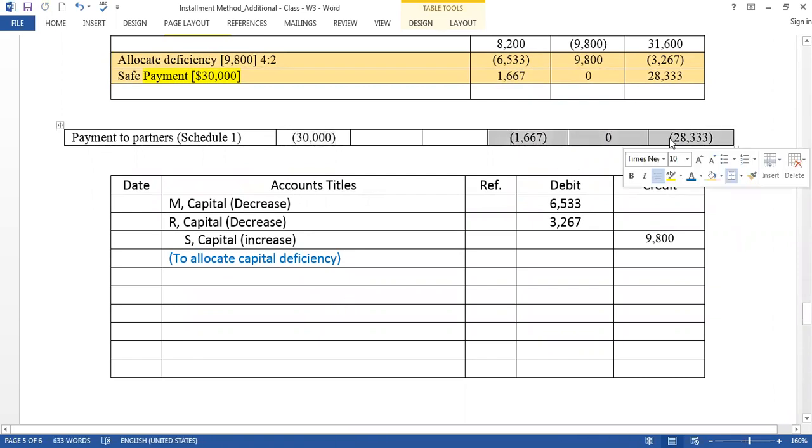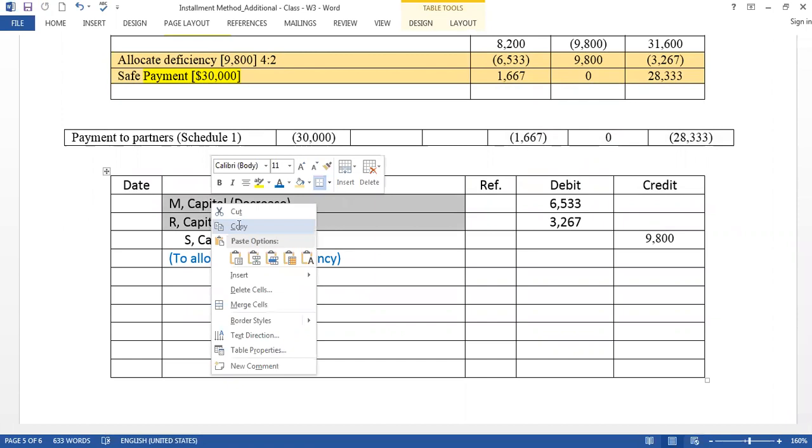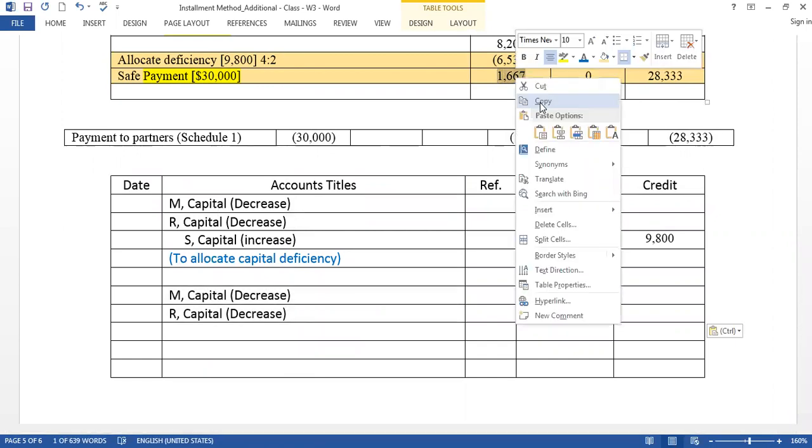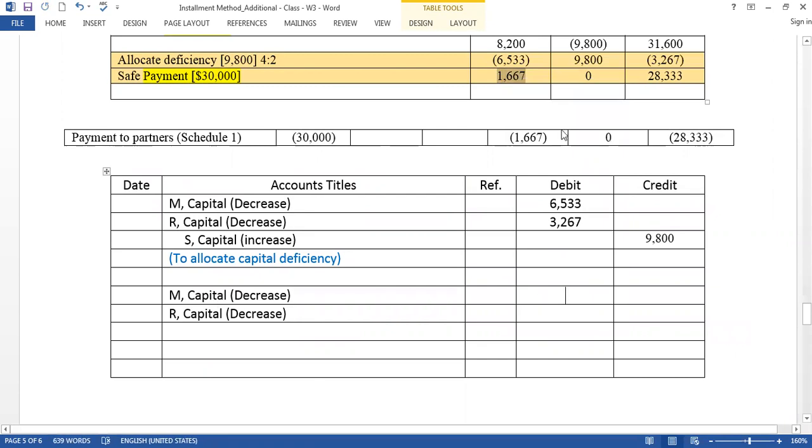It means that their capital is decreasing. So again, these two people receive cash. These two people receive cash, which means their capital is going to decrease. How much? This is the capital they are going to decrease because they receive the cash.